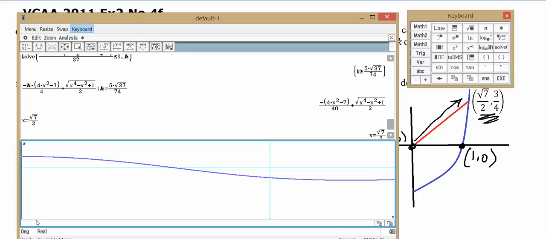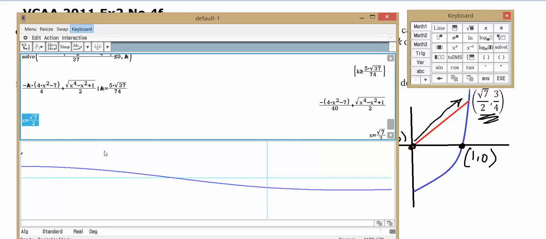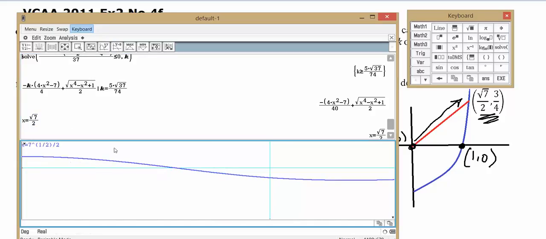So this is time against x, and you've obviously got a point here where it is the minimum amount of time, and then it starts going up again. And if I was to put x equals √7/2 on the graph, there it is there. That's the point at which, when k equals 5√37/74, the minimum time exists.